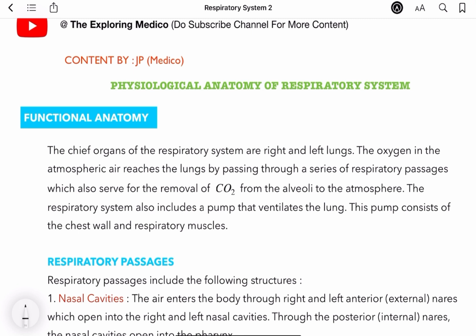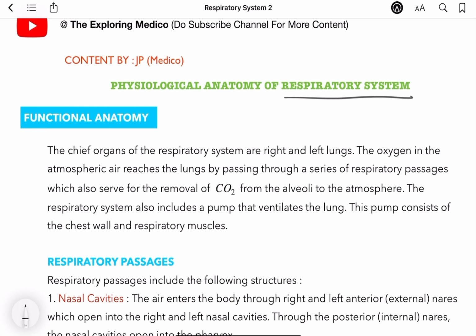Okay, so now let's start the respiratory system. Now we will start with the functional anatomy. Today our chapter is the physiological anatomy of the respiratory system. So we'll start with the functional anatomy.